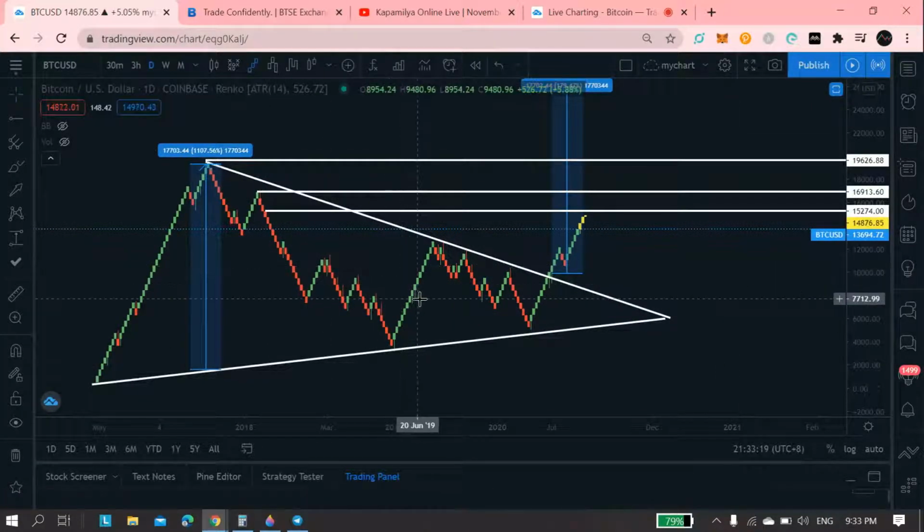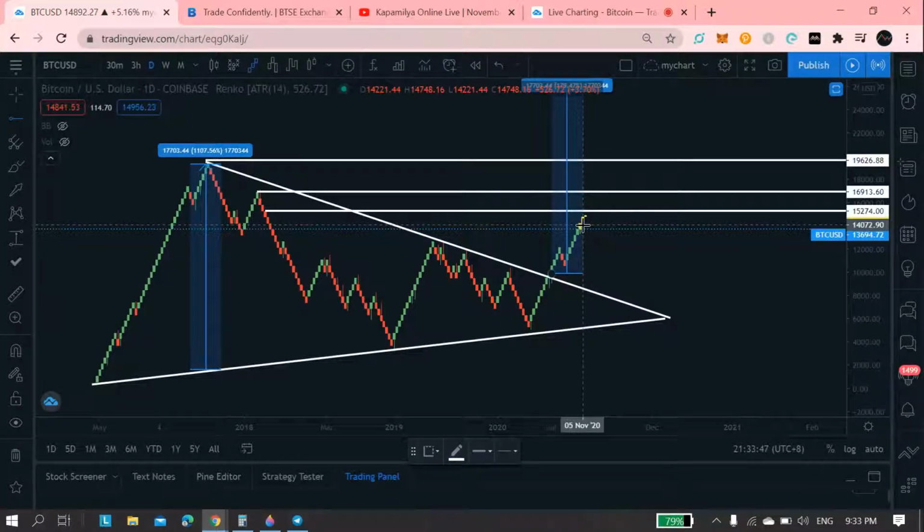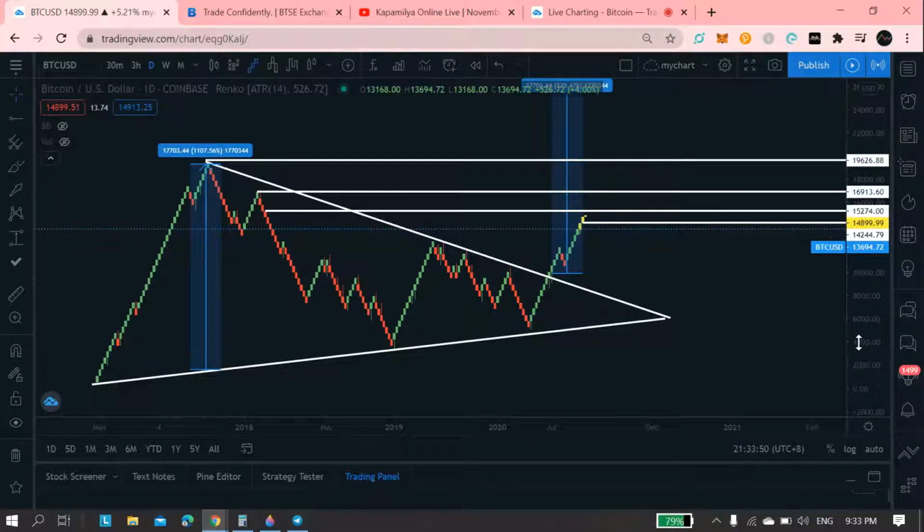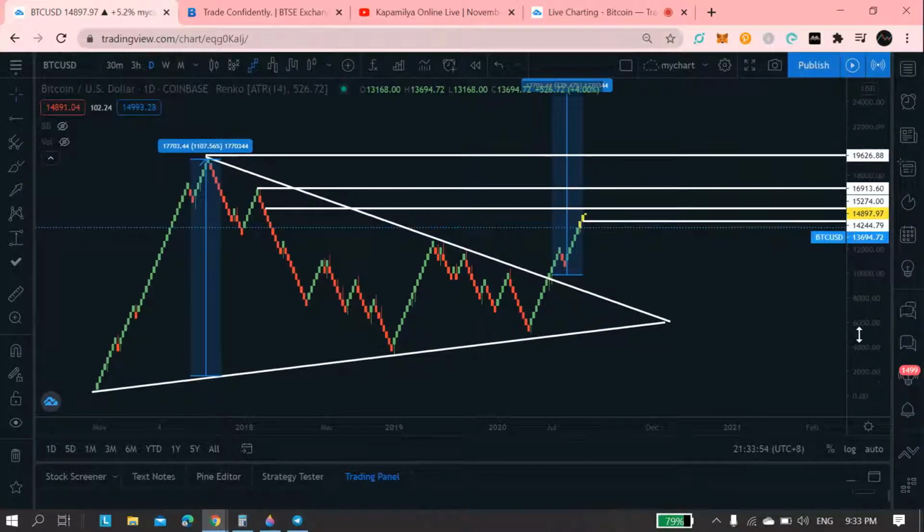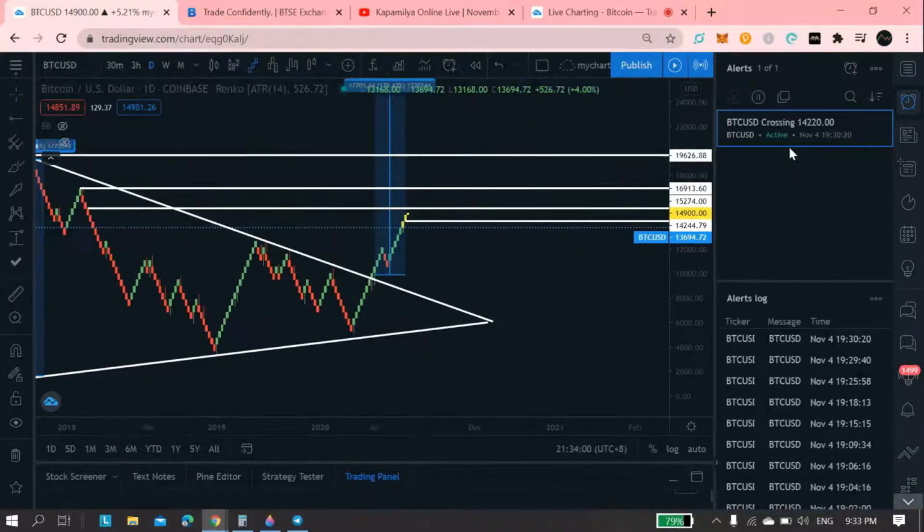On the support area, as I've mentioned previously, each Renko chart can serve as a support and resistance. Because if you look at the height of each Renko chart, that's actually 526.72. So this one, the yellow one or the projected Renko chart, the immediate support is 14,221. Because it's currently trading at 14,800, 14,900, that's the next possible support. Actually, I also set an alarm there, 14,220 area.